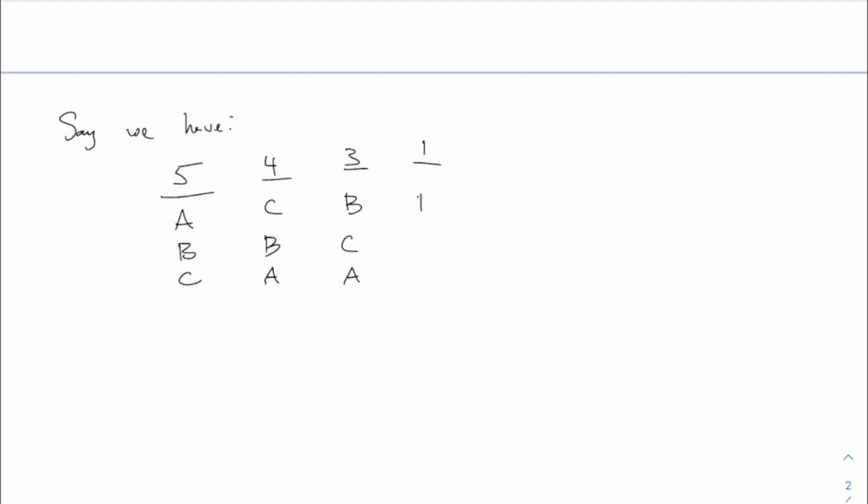Here's a specific example. This is a made-up example. Let's say 5 people put A, B, C, 4 people put C, B, A, 3 people put B, C, A, 1 person puts B, A, C. All right, and let's imagine that we're doing the Borda.